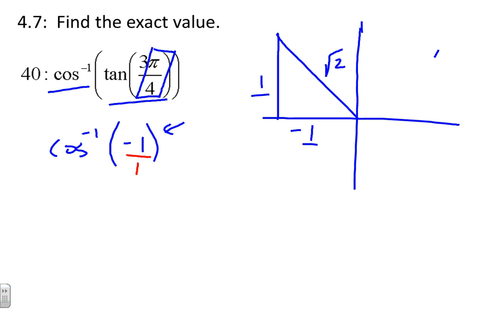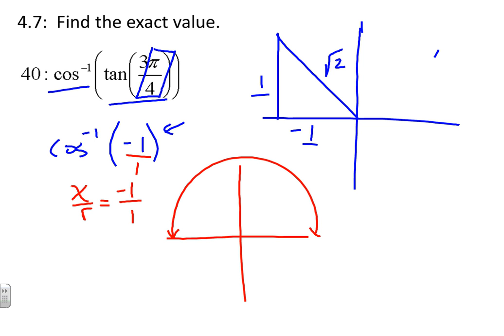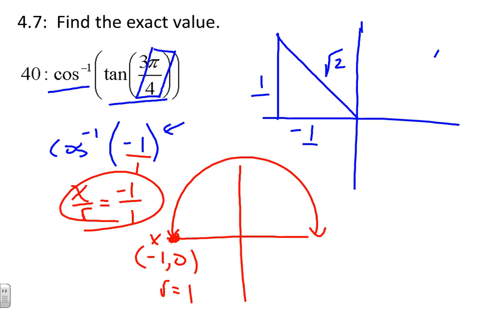So cosine is the ratio x on r, which means x has to be -1 when r is 1, because r can't be negative. When does that happen? Along here, because that's my only possibilities for cosine inverse. This point right here would be -1, 0, and r is 1, so x on r, that's it. Since we started in terms of pi, I'm going to answer in terms of pi, in this case, just 1 pi.